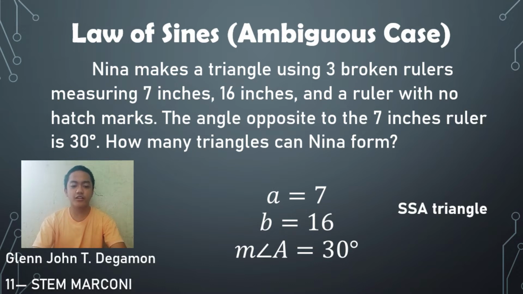Ninya makes a triangle using 3 broken rulers measuring 7 centimeters, 16 centimeters, and a ruler with no hatch marks. The angle opposite to the 7 centimeter ruler is 30 degrees. How many triangles can Ninya make?